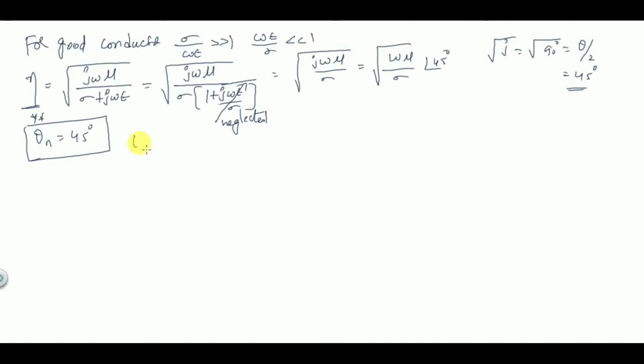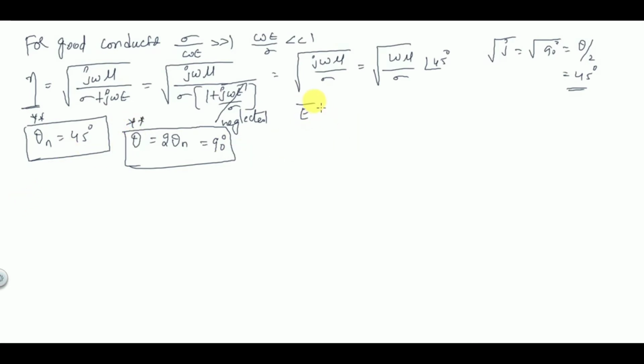And we know the relationship between theta and theta n. Theta is equal to 2 theta n, so it is equal to 90 degrees. This is also a very important point. Okay, so just have to remember these two. Right, so what does it mean?